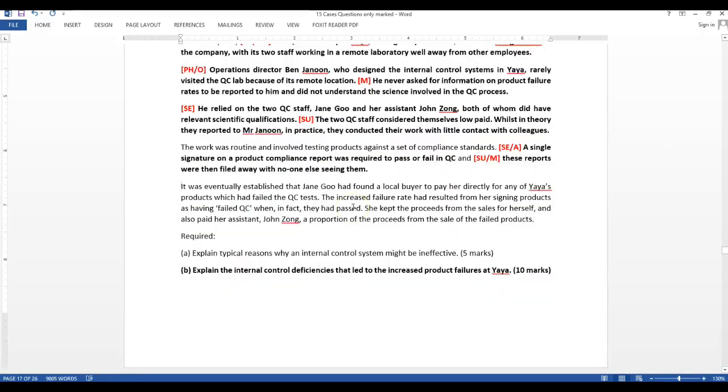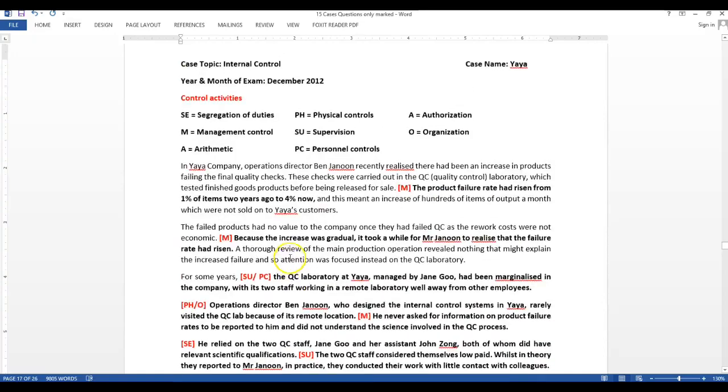I think we'll read the last paragraph. It was eventually established that Jane Ju had found a local buyer to pay her directly for any of Yaya's products which had failed the QC test. So that is the reason for the increase in the QC test failures. The increased failure rate had resulted from her signing products as having failed QC when in fact they passed. She kept the proceeds from the sale for herself and also gave her assistant John Jung a proportion of the proceeds from the sale of failed products. So this again seems to be another problem.